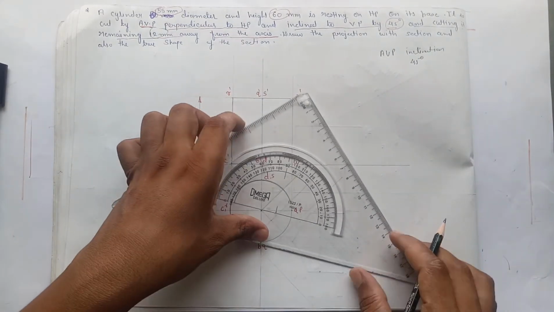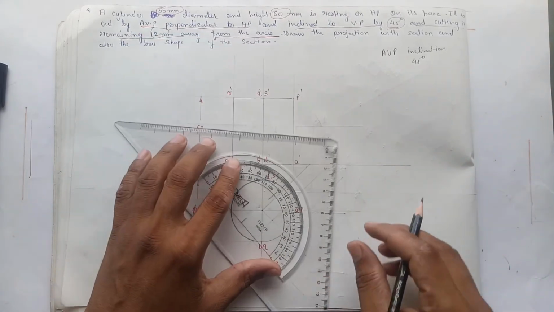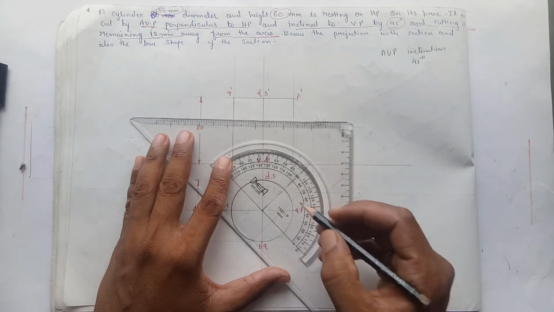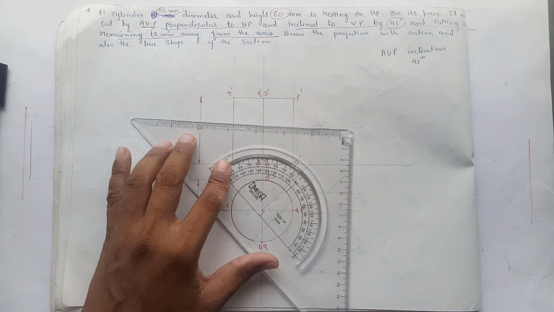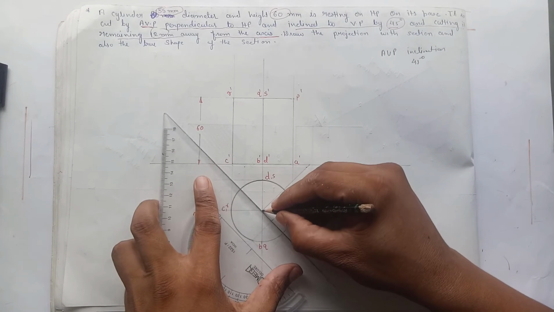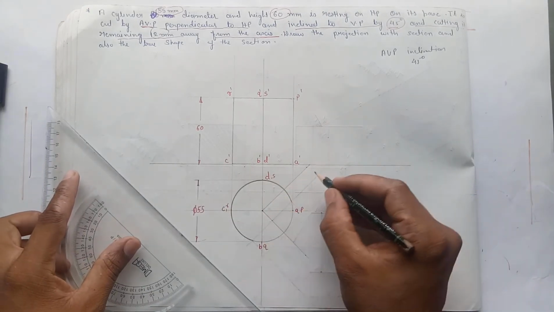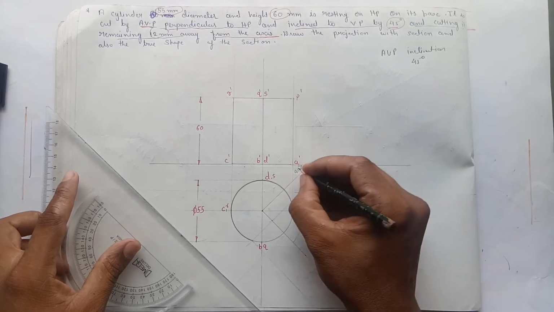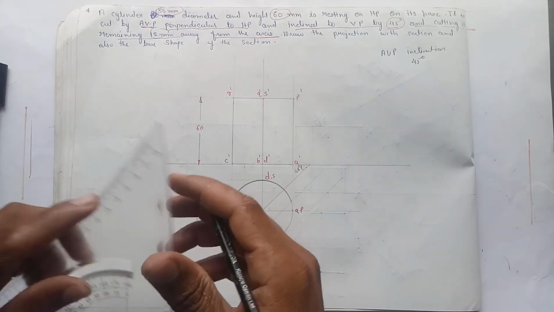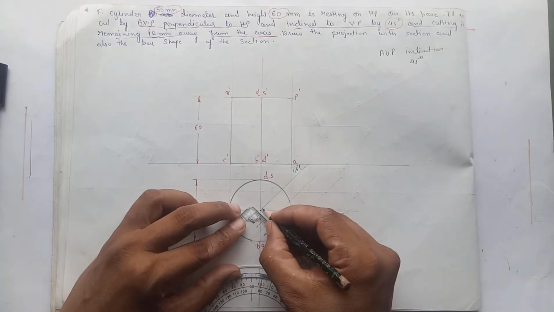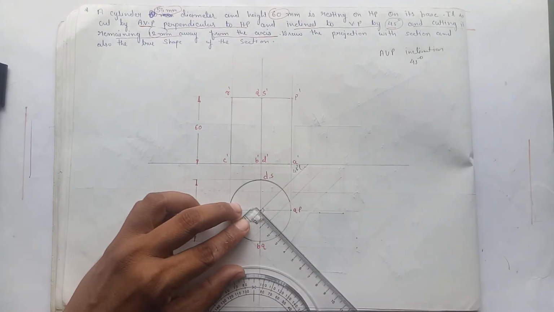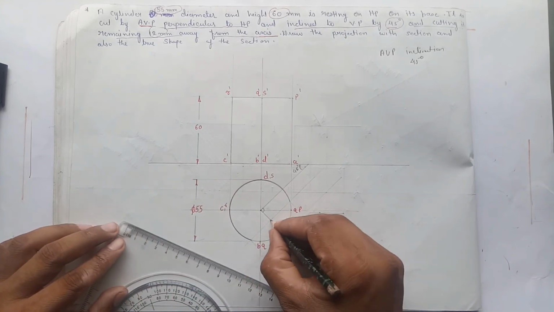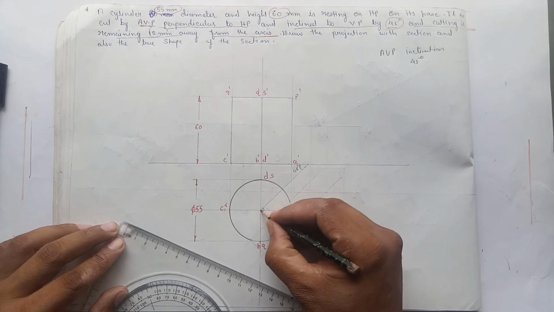Now draw a line perpendicular to this line, a 90 degree line from the center. The angle of this line is 45 degrees. Now measure 12 mm distance on this perpendicular line. Now our cutting plane will pass from this point, 12 mm away from the axis.